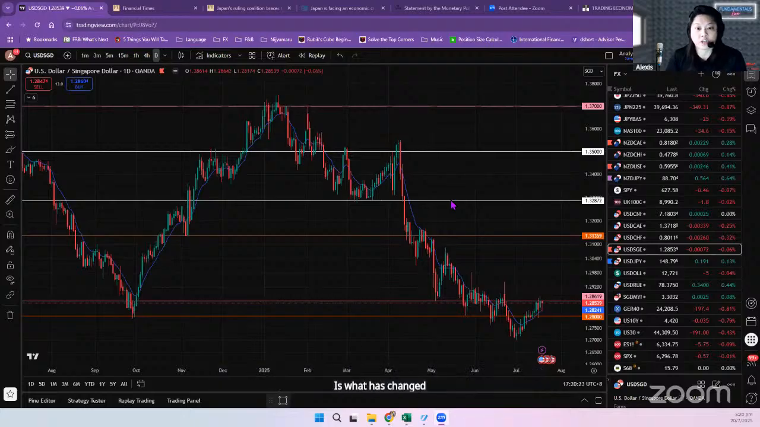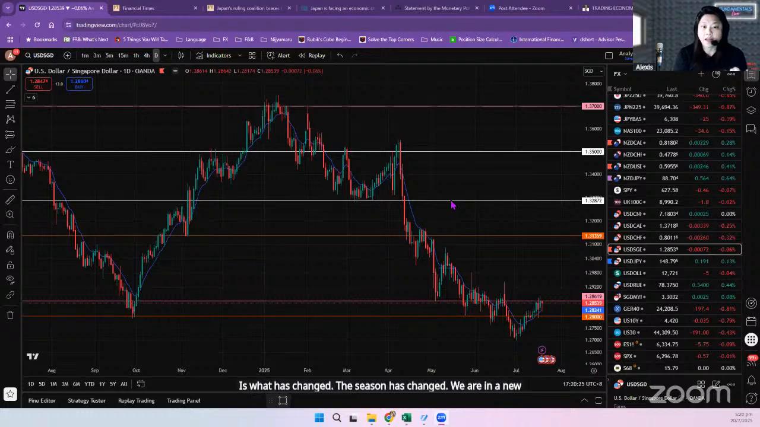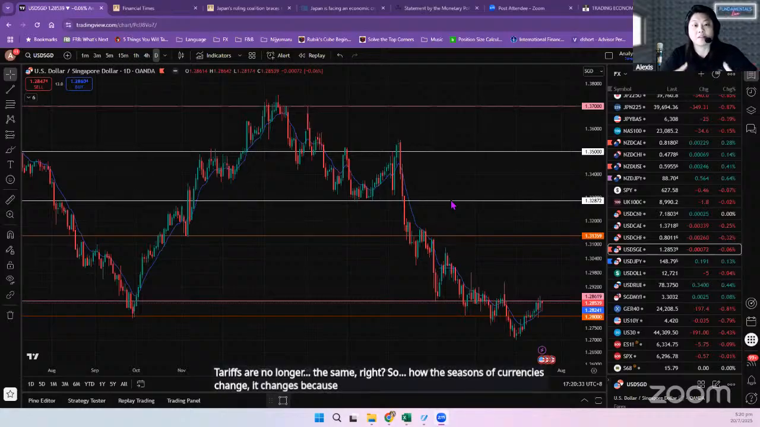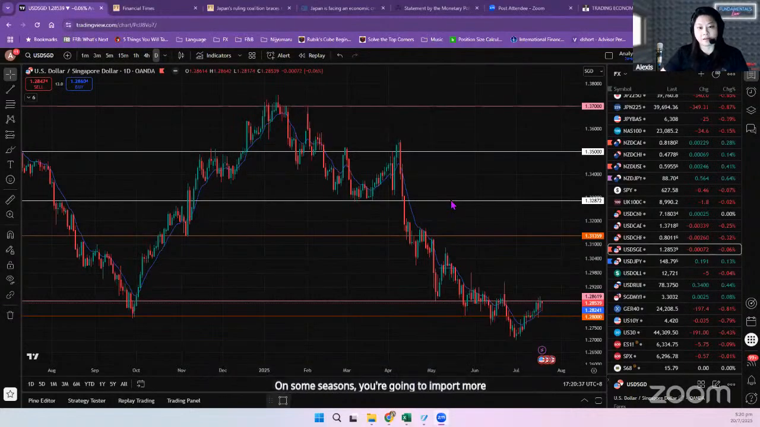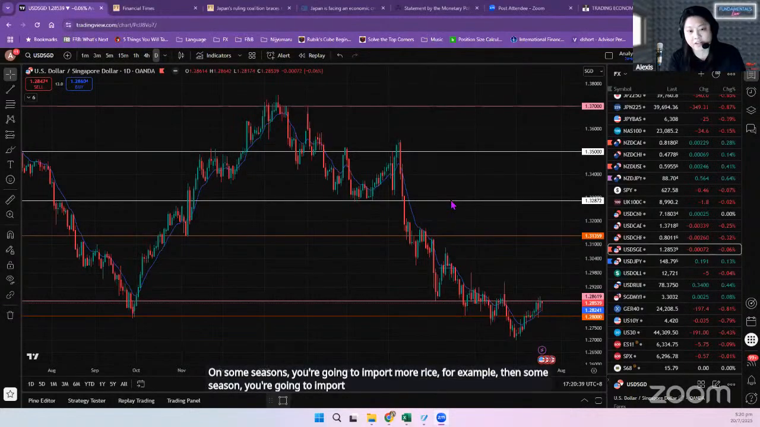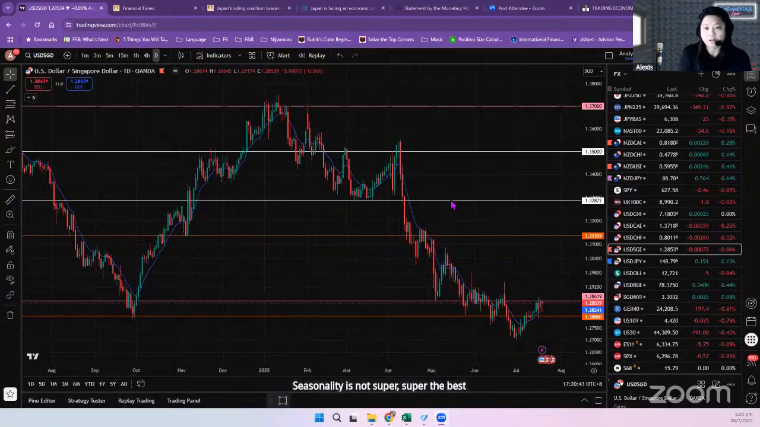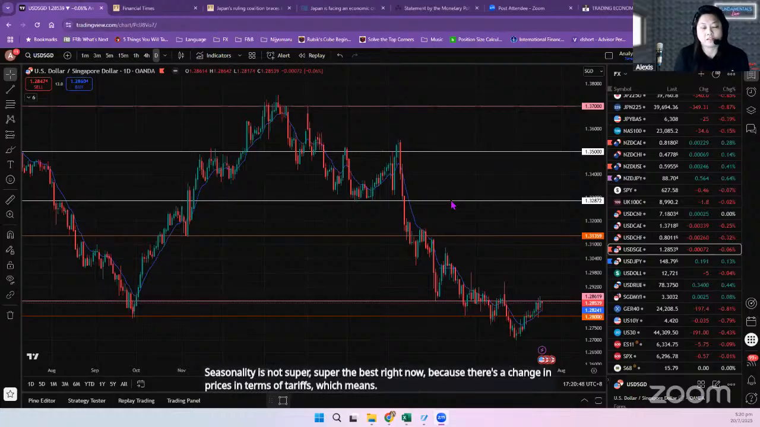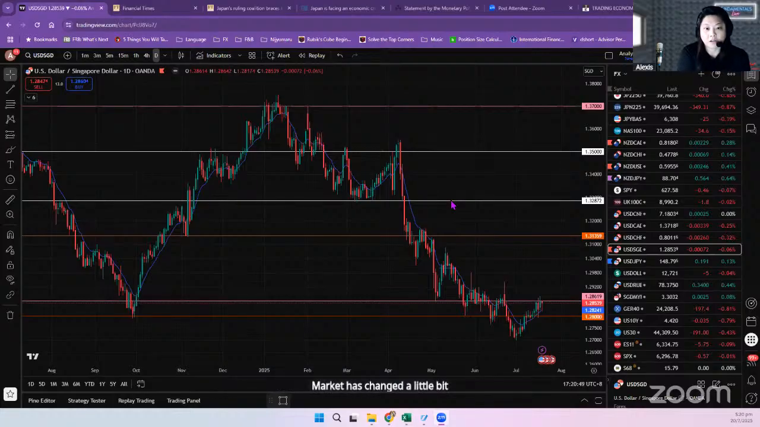The season has changed. We are in a new season where tariffs are no longer the same, right? So how the seasons of currencies change is because there's an import-export season. On some seasons, you're going to import more rice, for example. Then some season, you're going to import more oil in the winter, etc. So seasonality is not the best right now because there's a change in prices in terms of tariffs, which means the market has changed a little bit more drastically because of Trump.